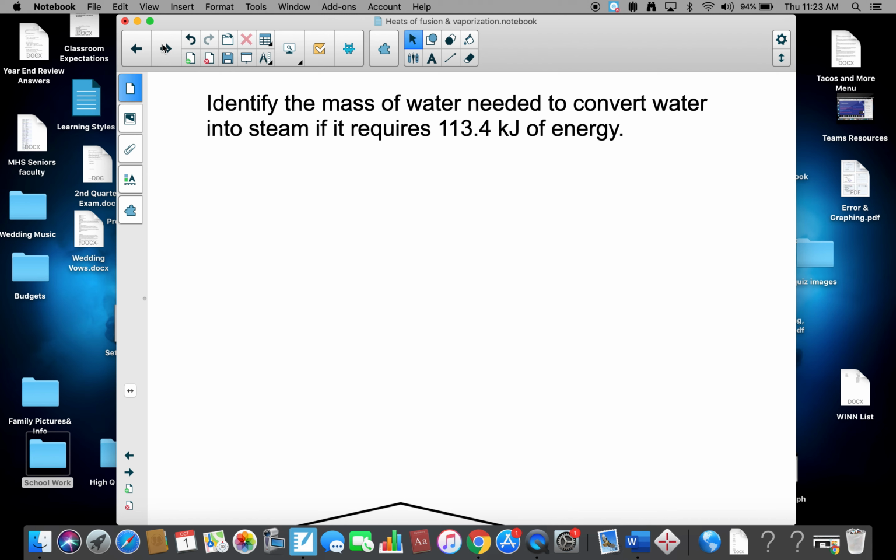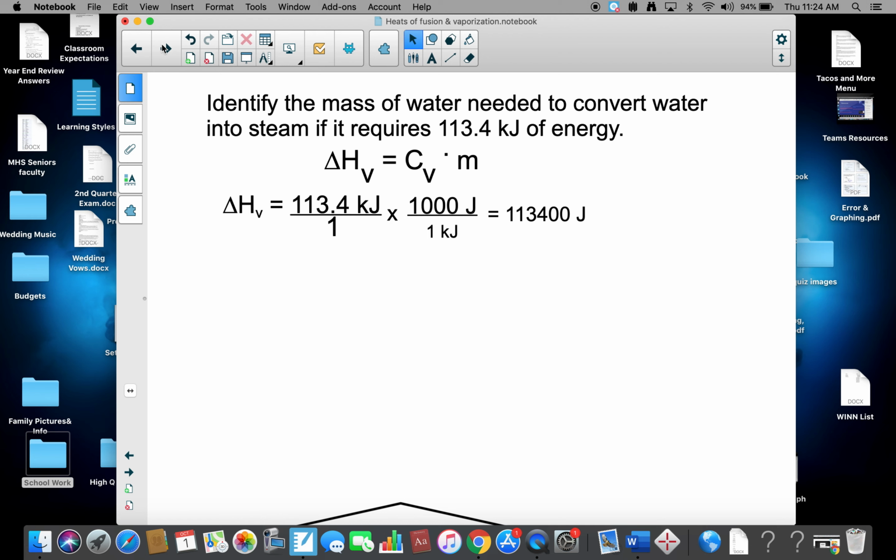Look at this problem. Identify the mass of a liquid needed to convert water to steam if it requires 113.4 kilojoules of energy. So our equation again, delta H_v is equal to C_v times m. Delta H_v is 113.4 kilojoules, but I want that in joules. So put it over 1, and 1,000 joules is a kilojoule. So I get 113,400 joules. C_v is 2,270 joules per gram, again, because that's water there, and mass is unknown.